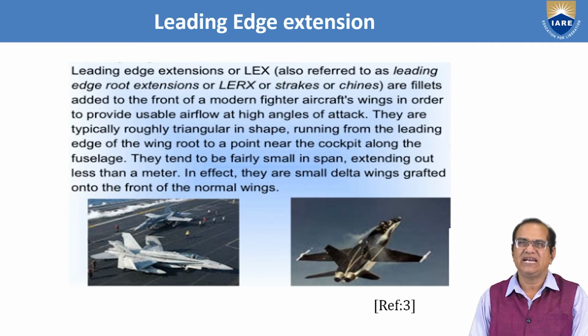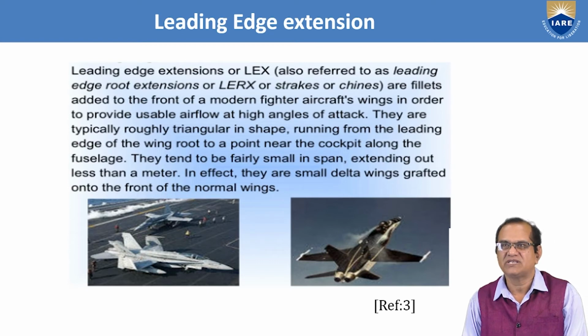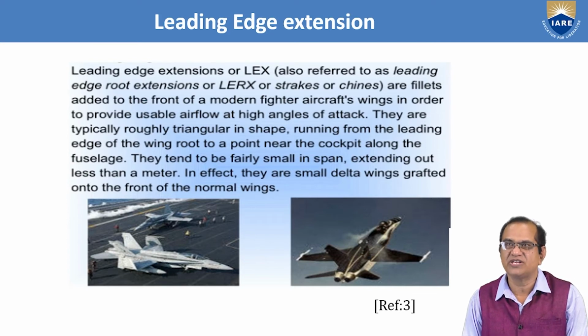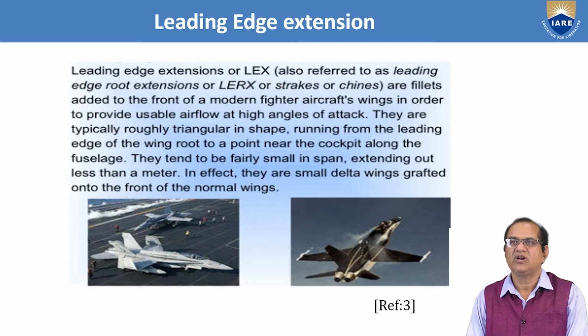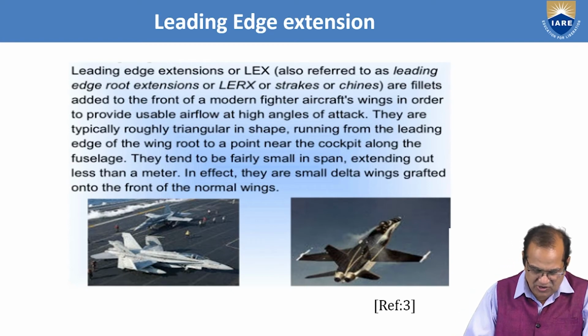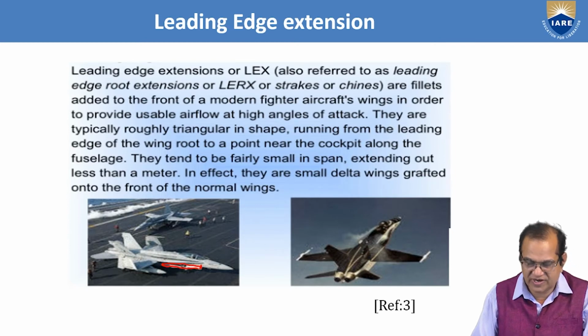They are typically roughly triangular in shape, running from the leading edge of the wing root to a point near the cockpit along the fuselage. They tend to be fairly small in span, extending out less than a meter. In effect, they are small delta wings grafted onto the front of the normal wing. You can see here these small wings, which are added in different places. These are called leading edge extensions.